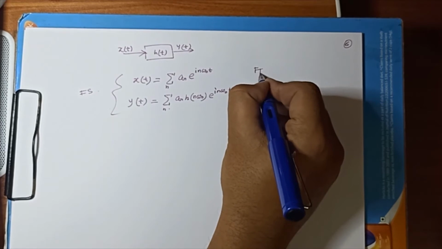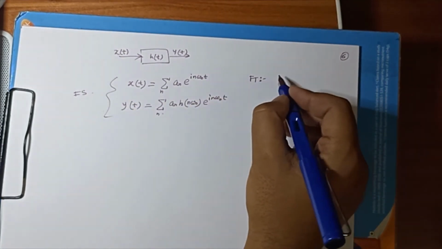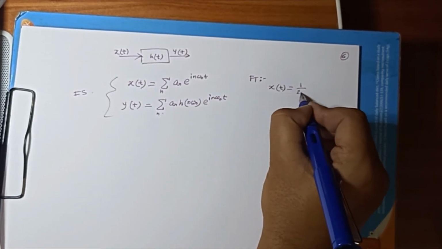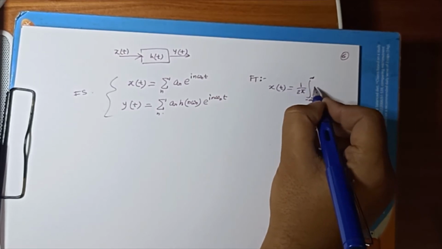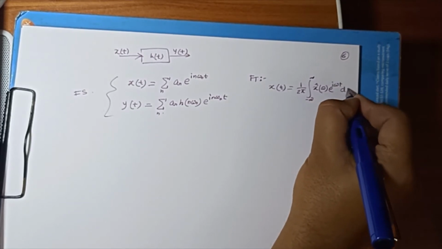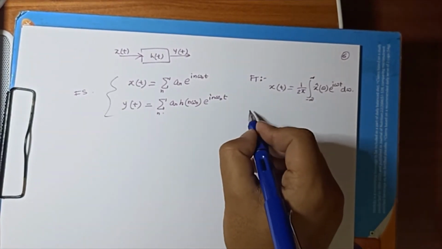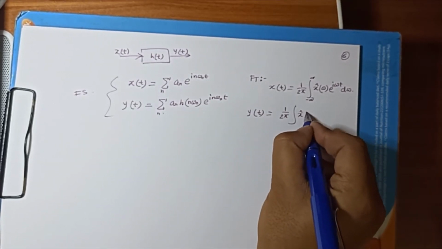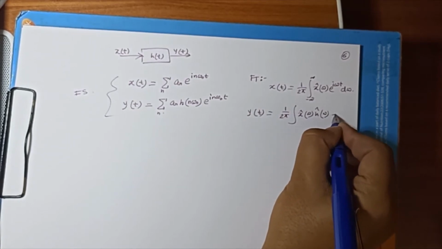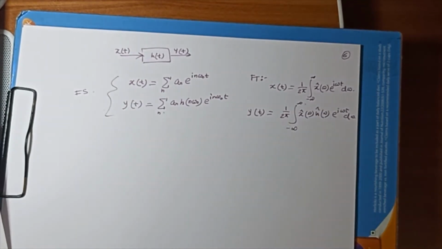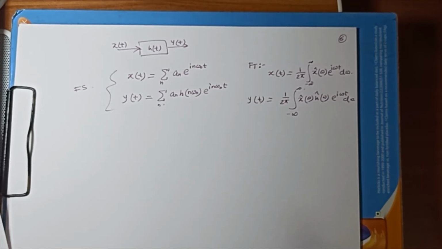And if you have a Fourier transform scenario, with a transient signal x(t) or L2 signal x(t), then x(t) can be written as 1 by 2 pi integral from minus infinity to infinity of x hat(omega) e^{i omega t} d omega. In that case, y(t) will be equal to 1 by 2 pi integral of x hat(omega) h hat(omega) e^{i omega t} d omega. So we know a clear-cut analytical way of understanding the output of a linear time invariant system.